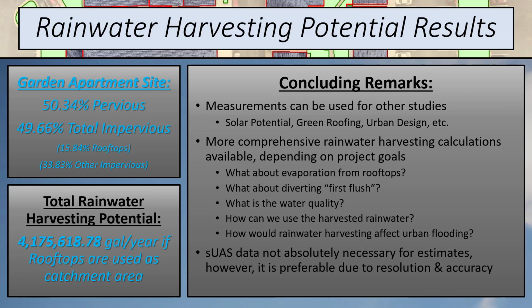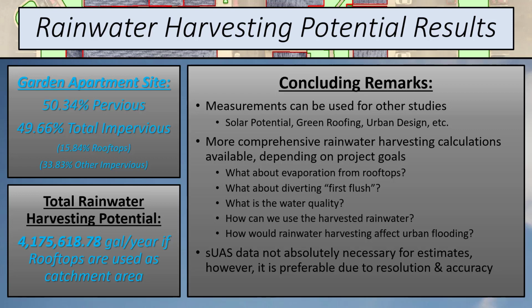Another thing to keep in mind is that we utilized a simplistic calculation to determine the theoretical harvesting potential, but there are many other comprehensive methods available. What if you're concerned with evaporation rates or diverting the first flush of rainwater? Or what if you're concerned with water quality and how it can be used? What about the effects of rainwater harvesting on urban flood dynamics? These are all questions that can be answered, but they each require differing methods.